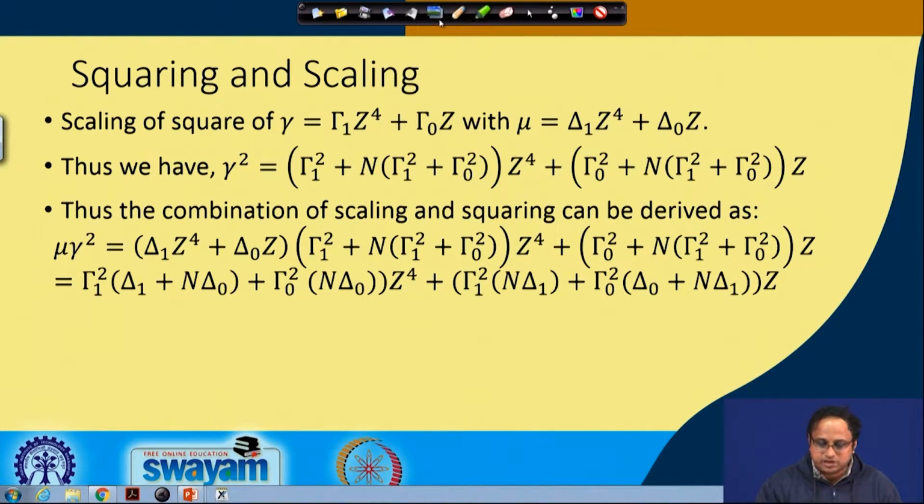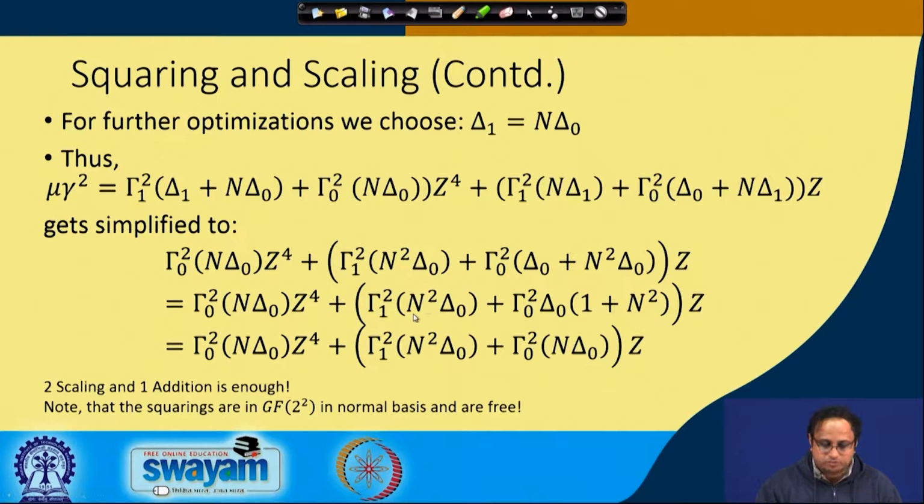So now with this, we can observe a few more interesting things. To start with, when you are doing this optimization and I want to do further optimizations, let me set delta 1 equal to n delta 0. Note that the choice of mu is in my hand to some extent. If I plug in this optimization, that is delta 1 equal to n delta 0, then you can observe that in this equation for mu gamma squared, this term will vanish, because delta 1 plus n delta 0 will work out to 0. Therefore this will get simplified into this form, where you have delta 0 squared multiplied with n gamma 0 squared multiplied with n delta 0 z power of 4 plus this part.